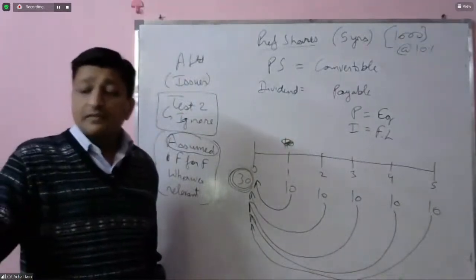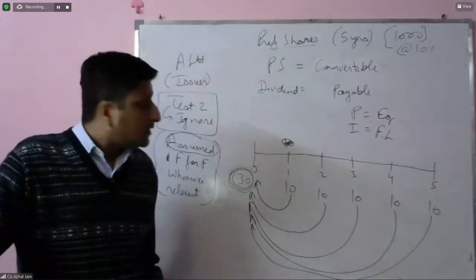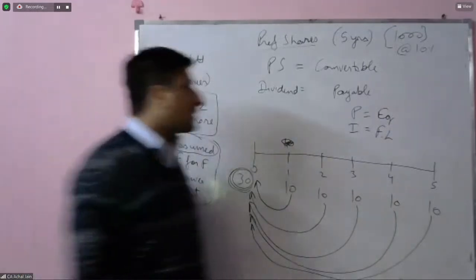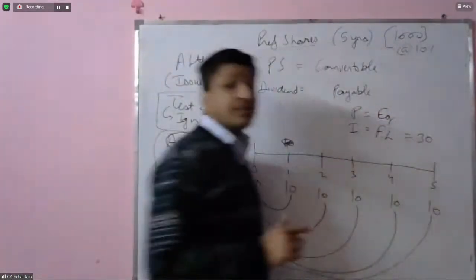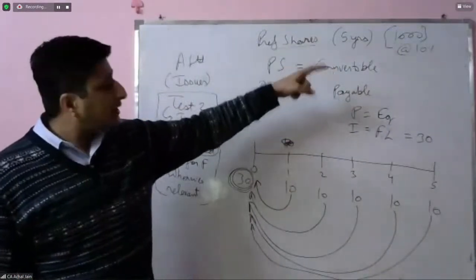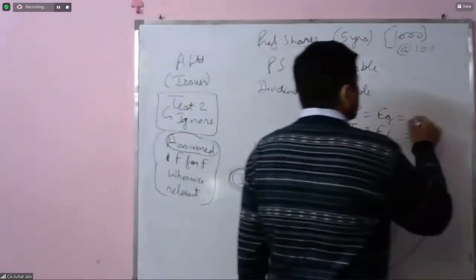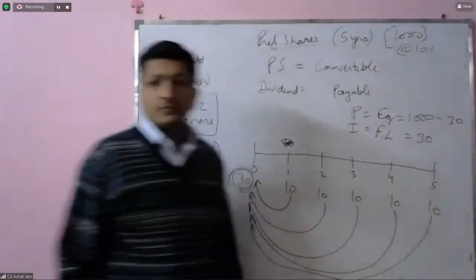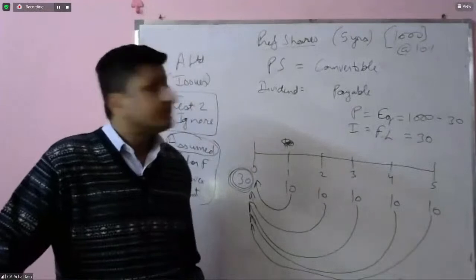Let's assume the present value of all of them comes out to 30. In this case, what do we do? In this case, 30 will be the financial liability. And the difference between 1000, that means the total contract amount, and this financial liability will go to equity. Correct? Clear on this?